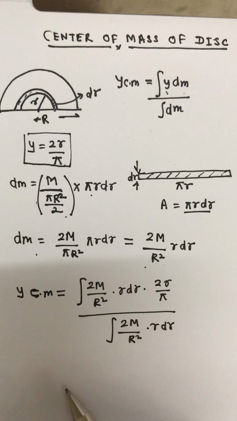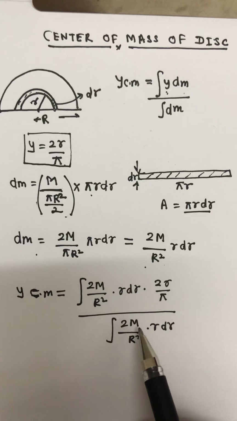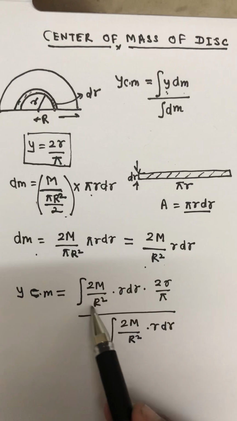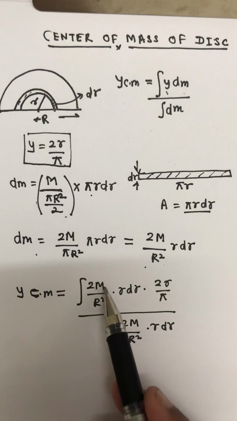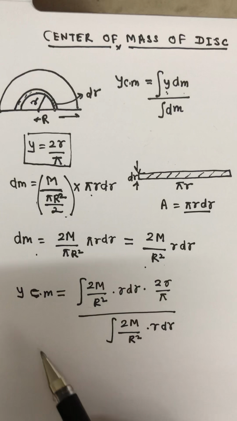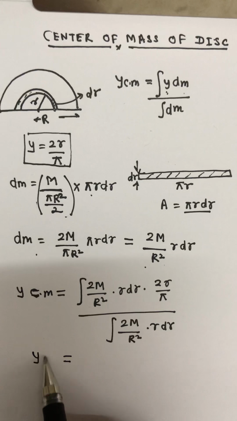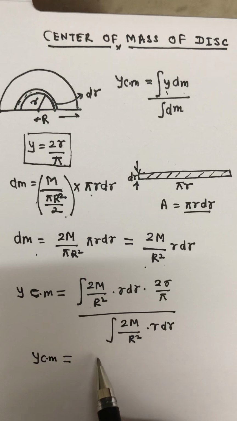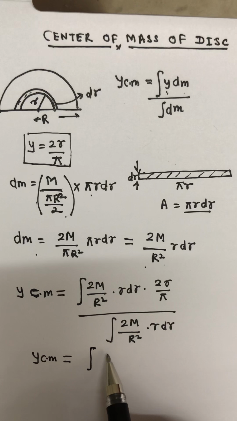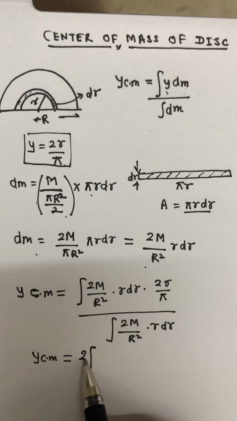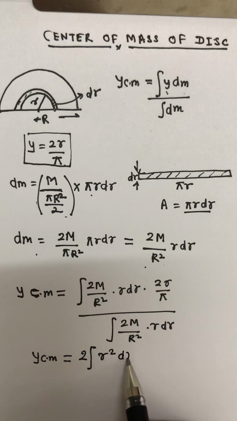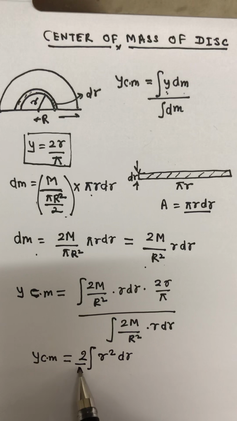Whatever is constant, I'll take it outside of the integration. So 2m by R square and 2m by R square are constants, so they get cancelled. So I'll get YCM is equal to 2 by pi, integration r square dr, and this pi I'll also take outside, divided by integration r dr.